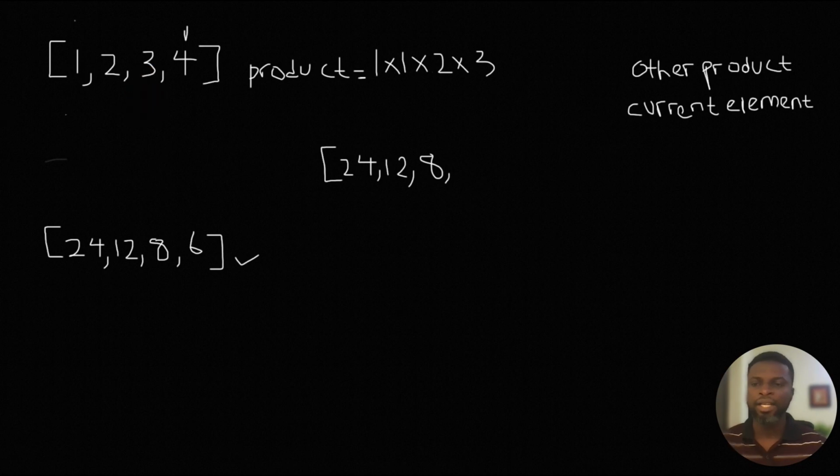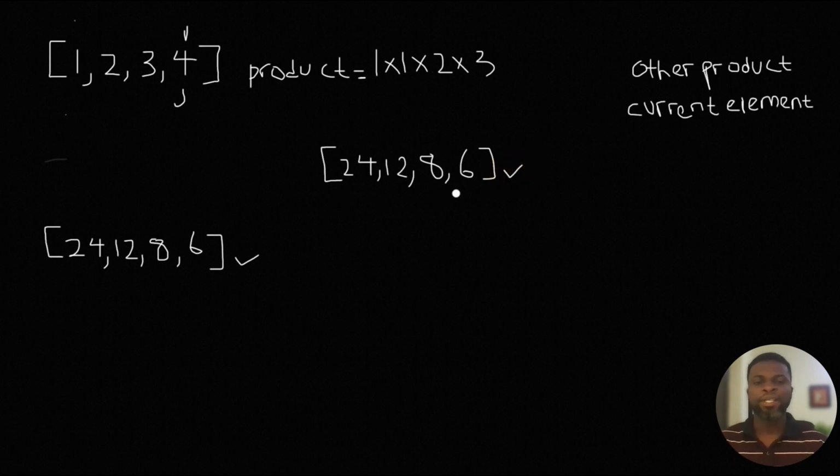But since i and j are pointing to the same element and the current element is not supposed to be included in the product, I'll ignore it. So now this product is 1 times 1 times 2 times 3, which is 6. And this is the same thing as the result the question is expecting for us to return.